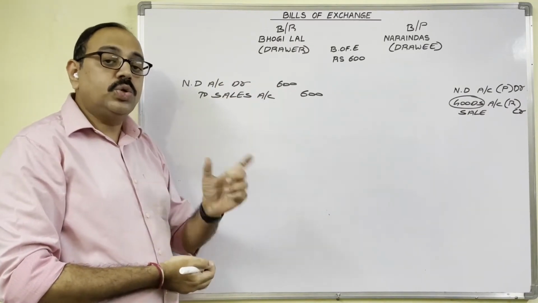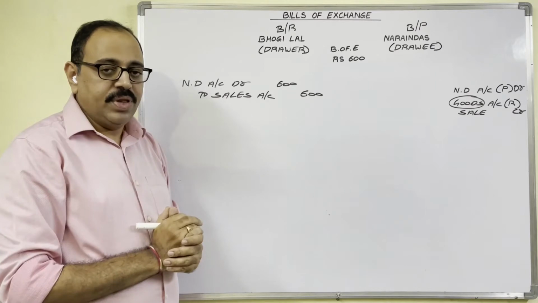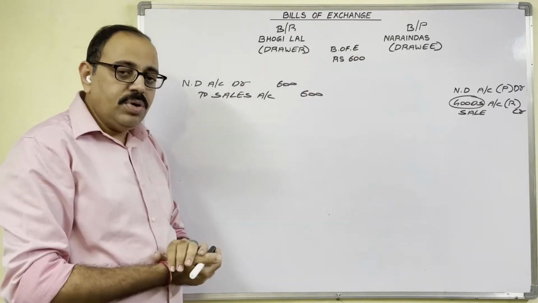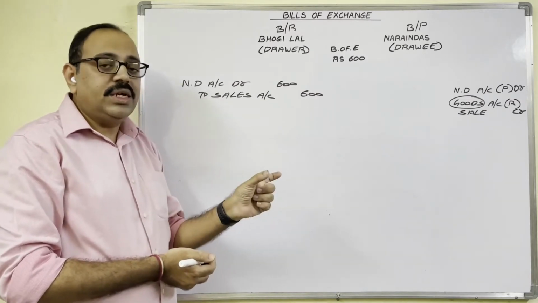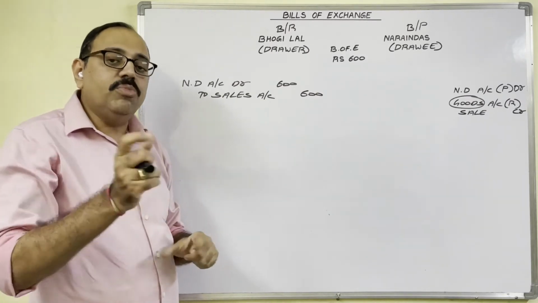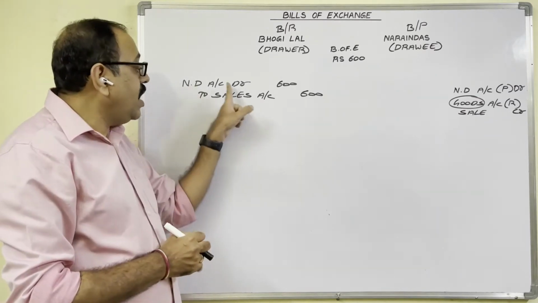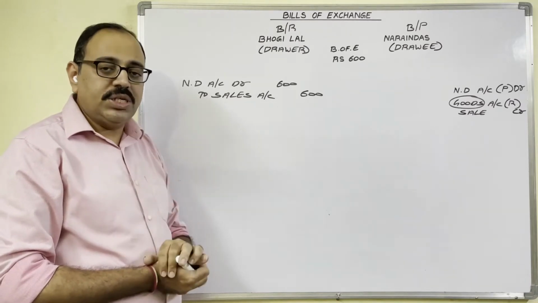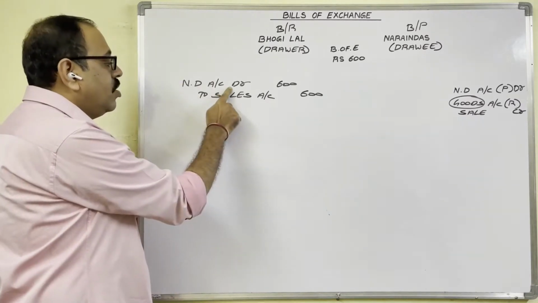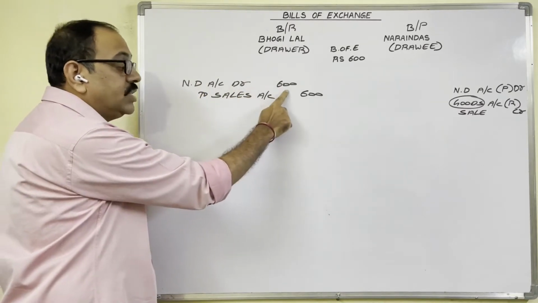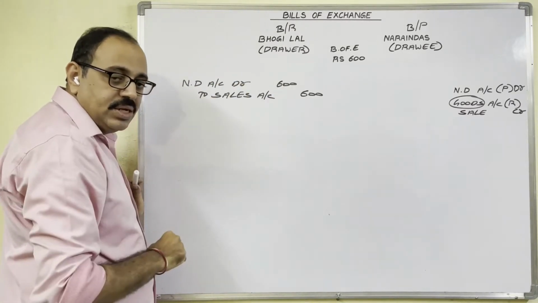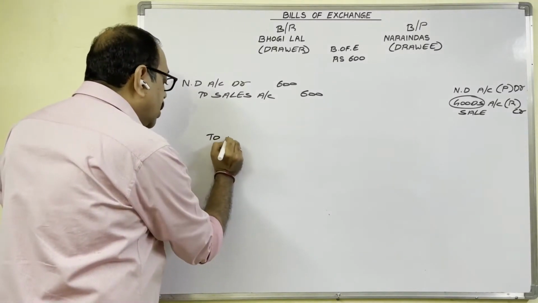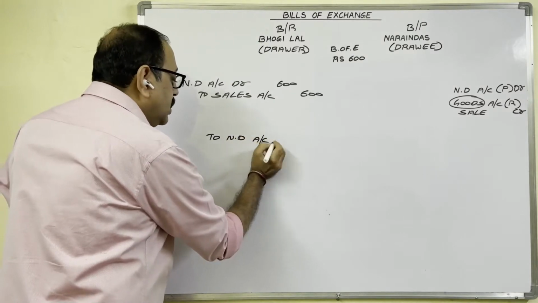To Bhogi Lal, the drawer, this is bills receivable. So we received acceptance from Narayan Das on this bill. What happened? The debtor asset is converted into a bills receivable asset. Then this debtor account we should cancel, because now the debtor is converted into bills receivable. How did we create the debtor account? By debiting Narayan's account with the 600, we created the debtor asset. If you want to cancel that asset, you have to credit Narayan's account with the same amount, 600 rupees.